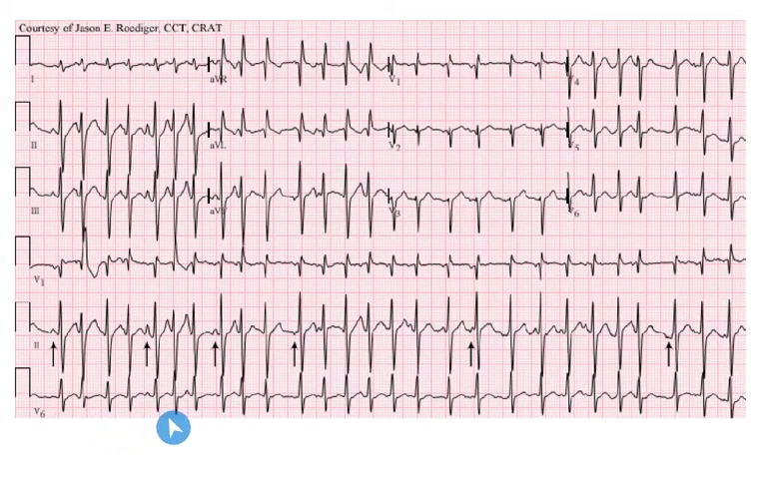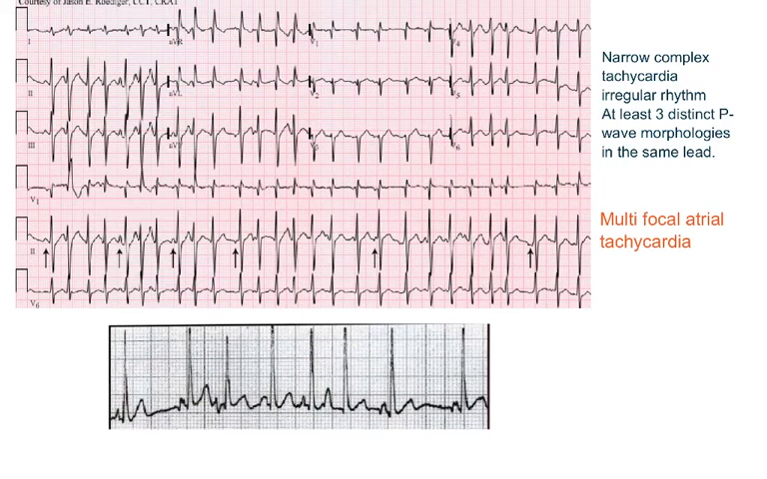In this ECG, the rate is tachycardic. The rhythm is clearly irregular. You can see P waves, but if you look at the morphology of the P wave, it is different. Here it looks different. Here it is a bit like tall tented. Here it's inverted. Here it is inverted and a bit bifid. So an ECG that is narrow complex tachycardia with irregular rhythm and at least 3 distinct P wave morphologies in the same lead is multifocal atrial tachycardia.